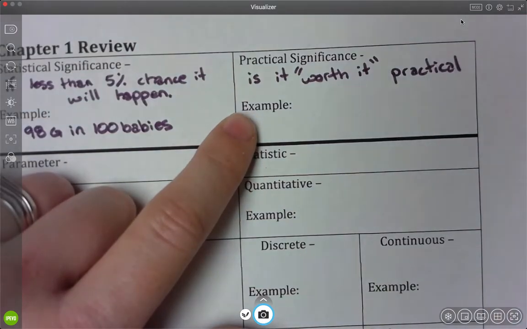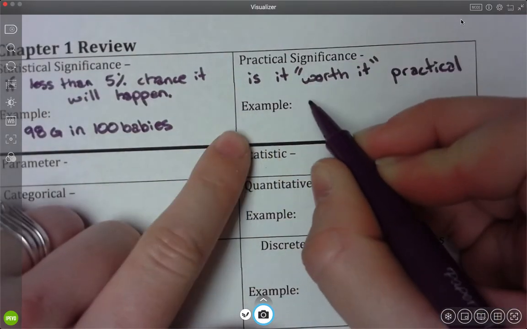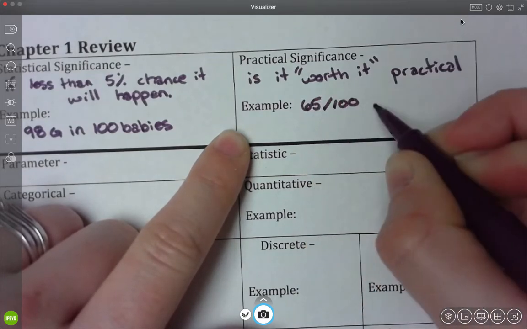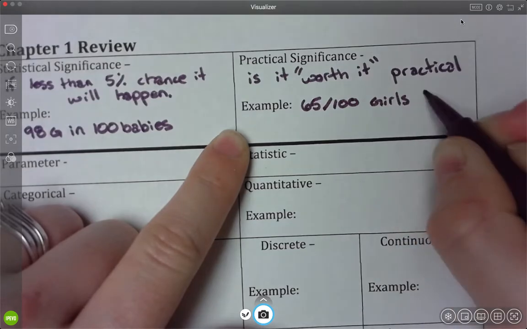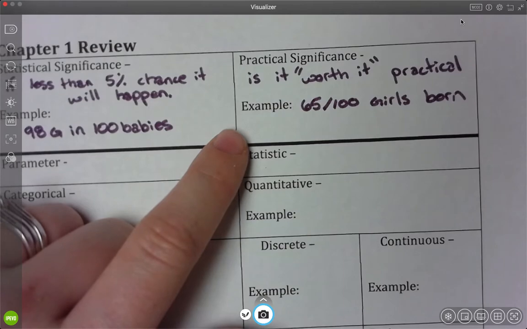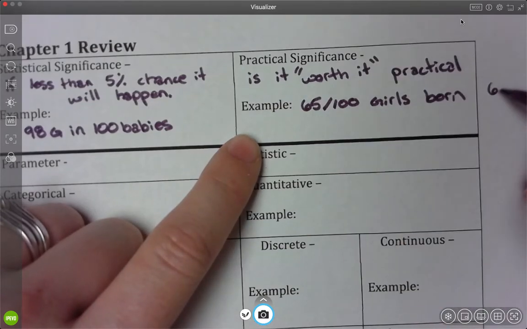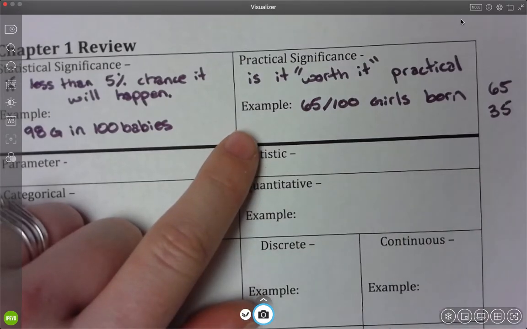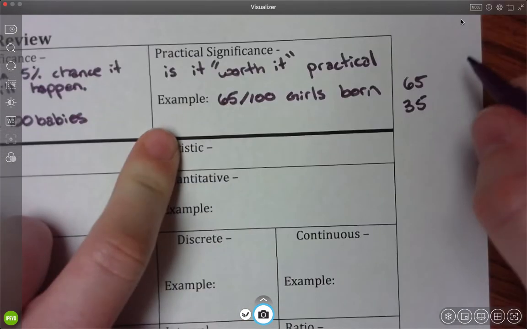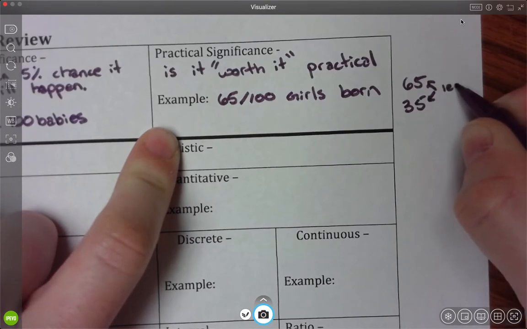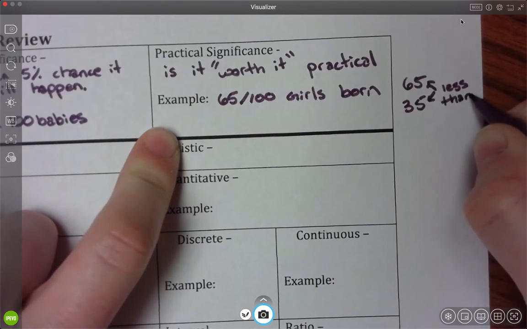Okay, so we might say 65 out of 100 girls born. Okay, 65 out of 100 girls born probably still has less than 5% chance of happening. This would be like a 65-35 split, which the chances of that happening are probably pretty rare because boys and girls should be closer to a 50-50 chance. So I would say that this split has a less than 5% chance of happening.